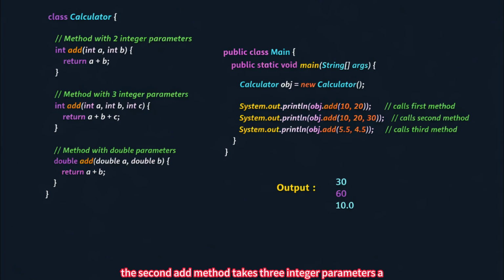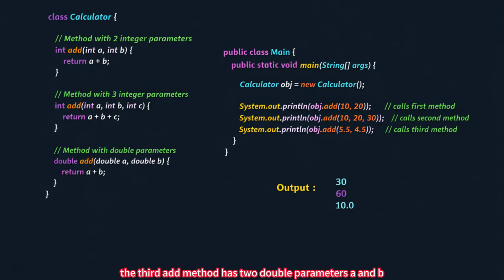The second add method takes three integer parameters a, b, and c and returns the addition of all three numbers. int add(int a, int b, int c), return a + b + c. Here the number of parameters is different from the first method.